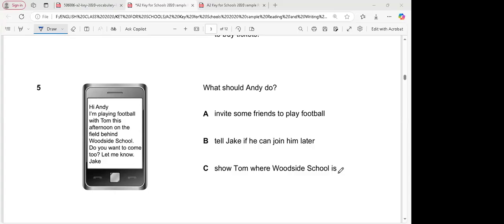Invite some friends to play football. Is Andy supposed to do that? Jake is asking him to do that. Invite some friends to play football. Tell Jake if he can join him later. Show Tom where Woodside School is. Done?